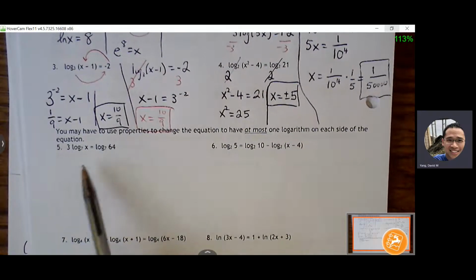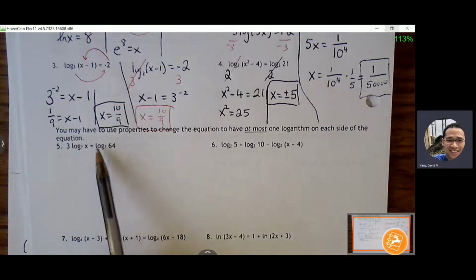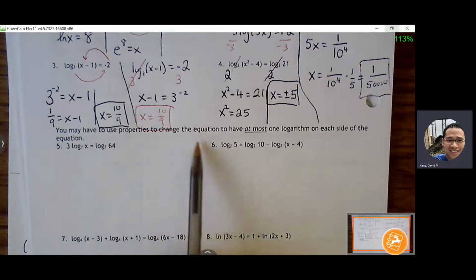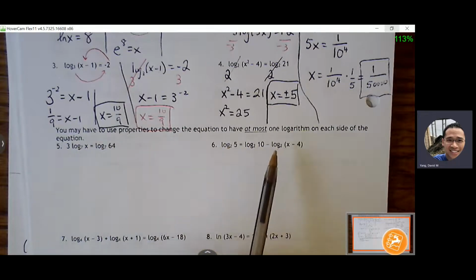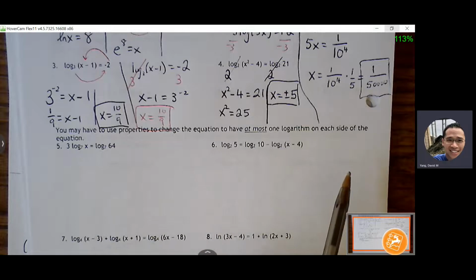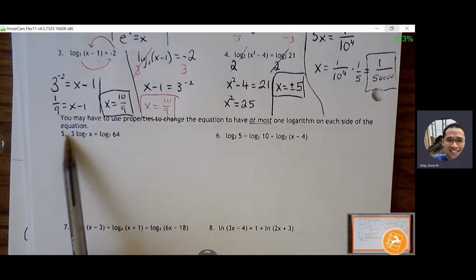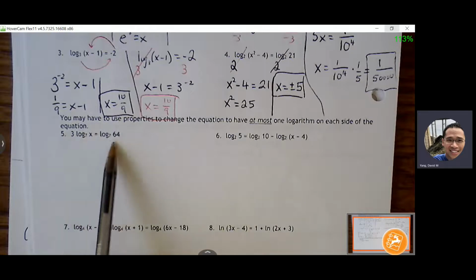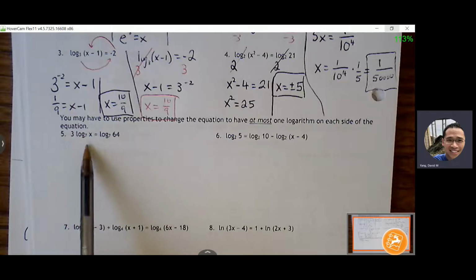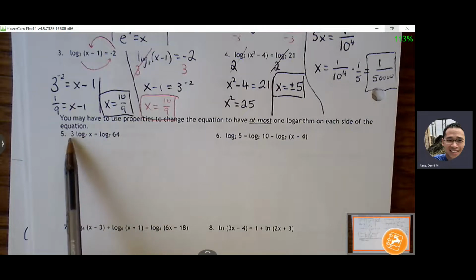Okay, let's go down to number 5 here. You may have to use properties to change the equation to have at most one logarithm on each side of the equation. Okay, so number 5, we see that I have log base 7, so that's good. I can almost take it out, but there is something getting in the way here, this 3. So is there a better place to put the 3 so we can have log base 7 equals log base 7?